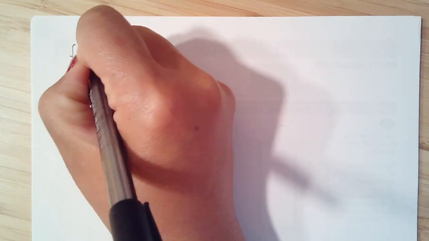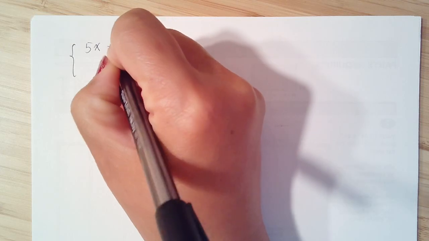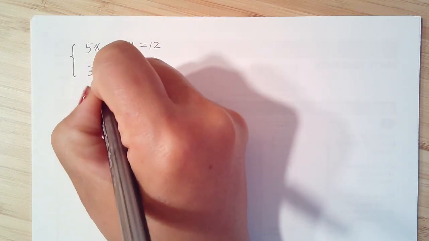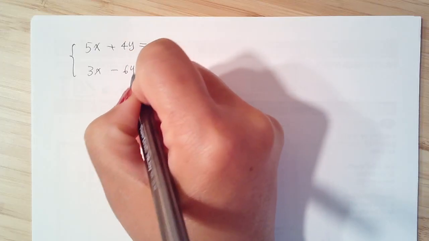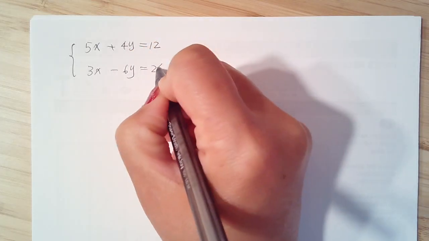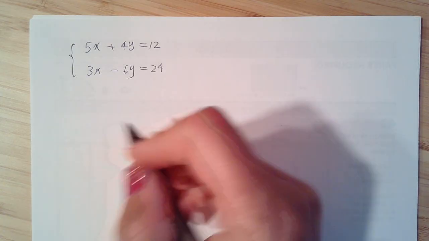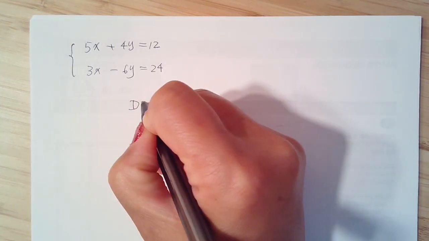I give you this: 5x plus 4y equals 12, and 3x minus 6y equals 24. This is a system of linear equations in two variables. I ask you to use Cramer's rule to solve it. Okay, so let's find d first.